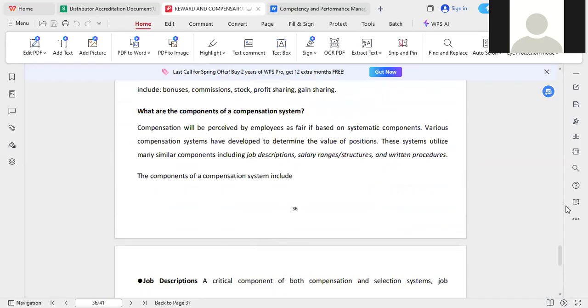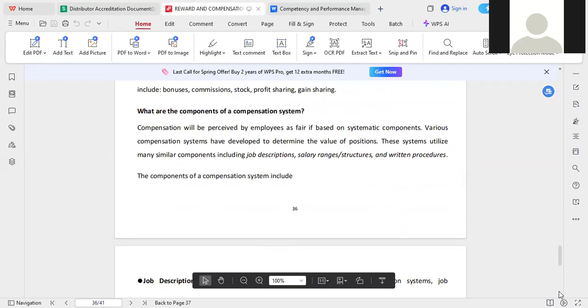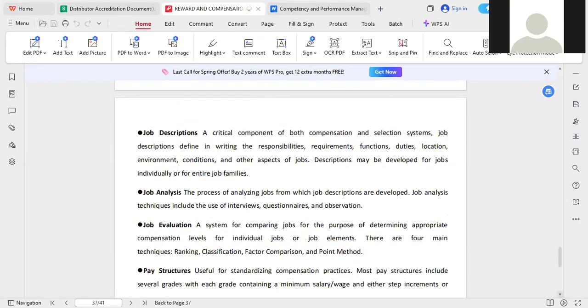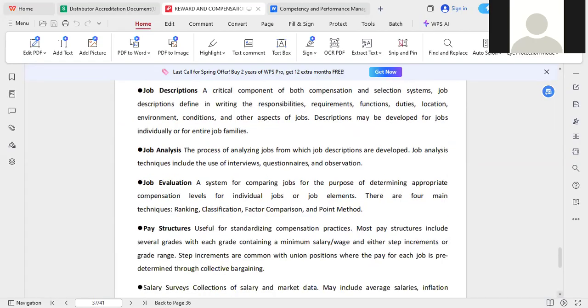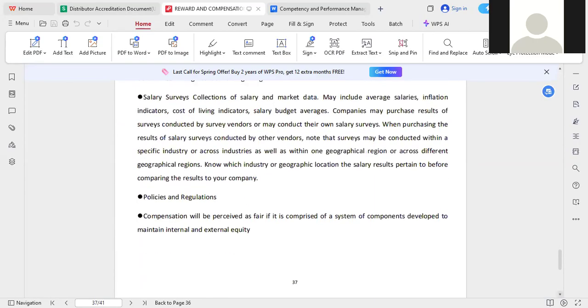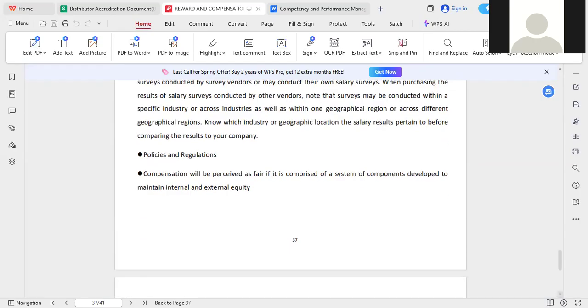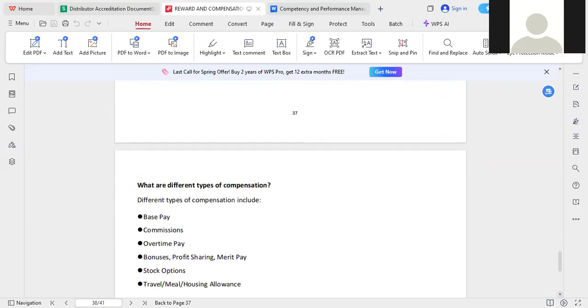So what are the components of a compensation system? This system utilizes many components, which include job description, salary structures, and written procedures. Job description, job analysis, job evaluation, and pay structures are all systems that are used to help develop a payment system and structure.